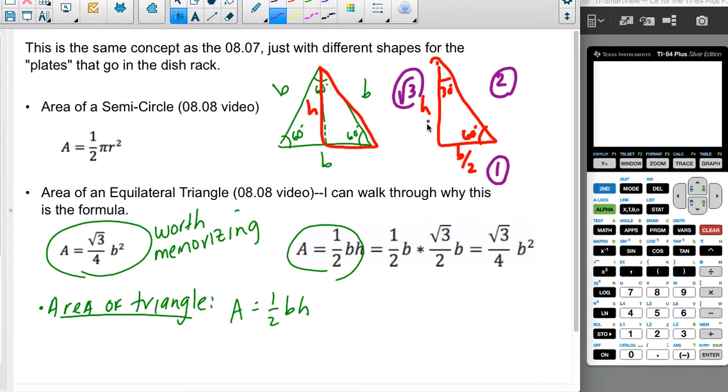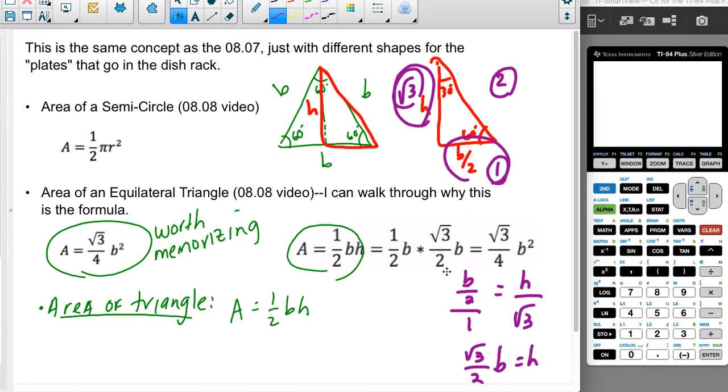So you can set up a proportion between these. What you'll essentially get is that base over 2 is to 1 as height is to √3. So if you solve for the height, you get √3 over 2 times the base. And you'll see that that's what I did here. In place of this height in the triangle formula, I put √3 over 2 times the base, which is how we get that for an equilateral triangle, the area is 1/2 times b times √3 over 2 times b, which is √3 over 4 b squared. So that's where that comes from.